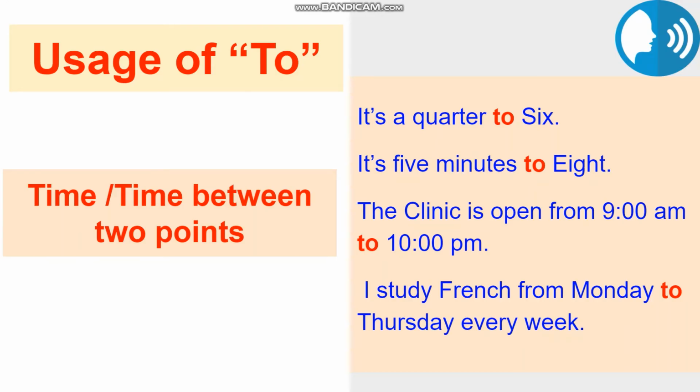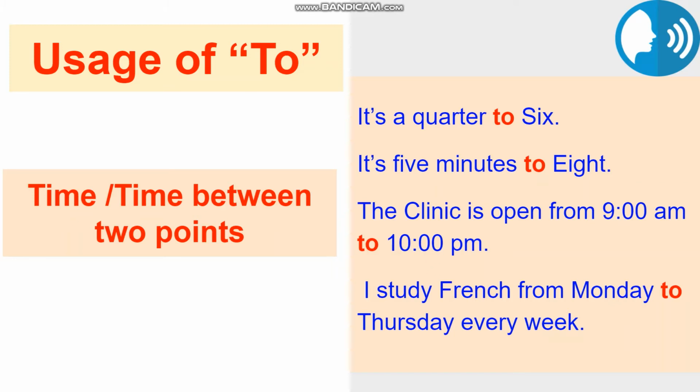The next usage. We also use to when we are talking about time and the amount of time between 2 points in time. Of course, we use it when we are telling the time as well, right? For example, it's 5:45 or it's 5 minutes to 8.